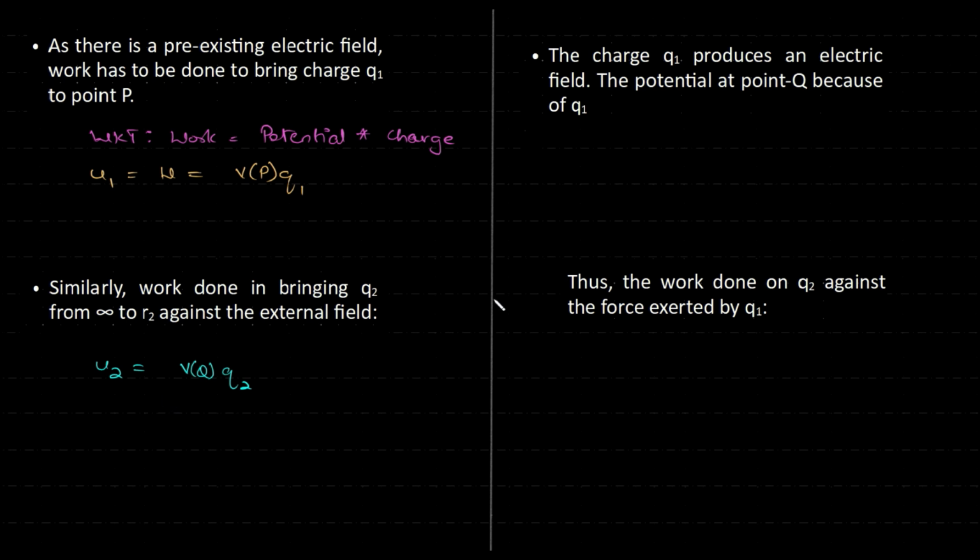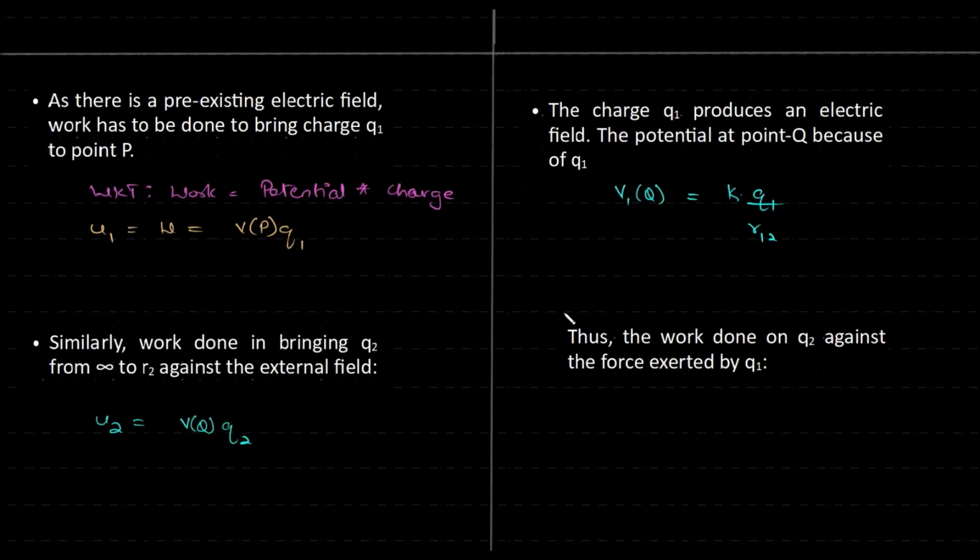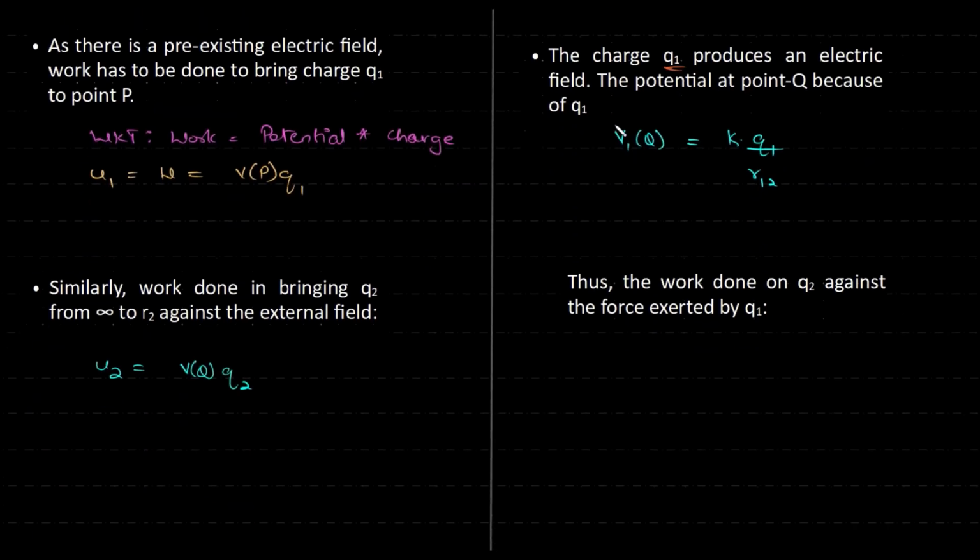Right. But the charge Q1 itself will have its own field. So potential at that point would be because of Q1 at capital Q would be K Q1 by R12. So if I call this length as R12, that's the length. Again, this is nothing but potential because of Q1. It has altered the space, right? So that effect is over here.